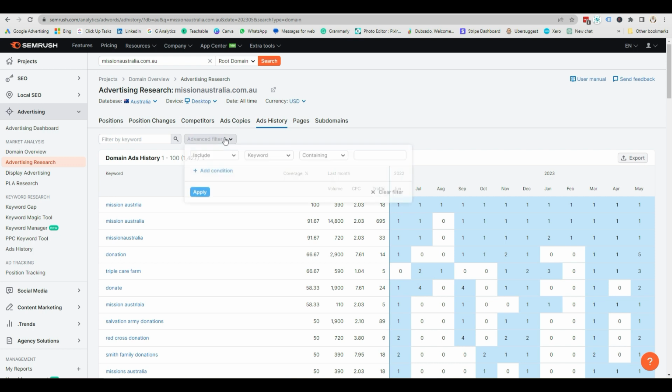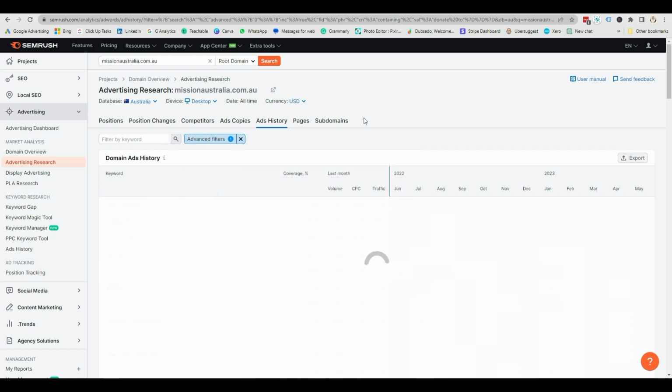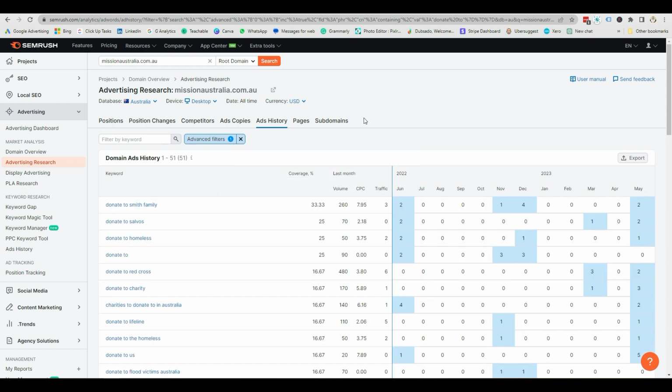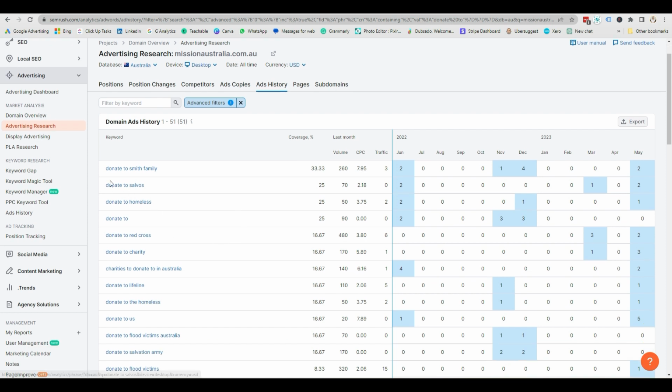I'll just click on the advanced filter. I'm going to include keyword that contains donate to, and we'll hit apply. So now this is likely going to come up with the keywords that are like donate to charity, donate to homelessness. So there we go. We're not necessarily going to be targeting competitor keywords, so we're not going to be using donate to Smith's family or donate to the Red Cross. Donate to Salvos actually is us because we are the Salvation Army. So we don't need to worry about any of those.